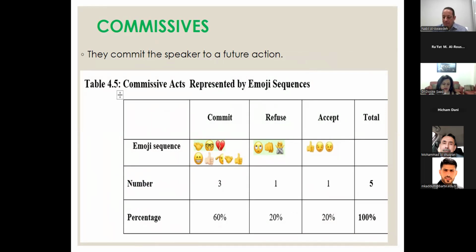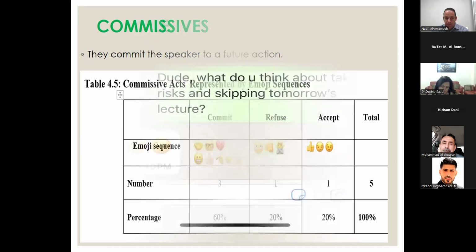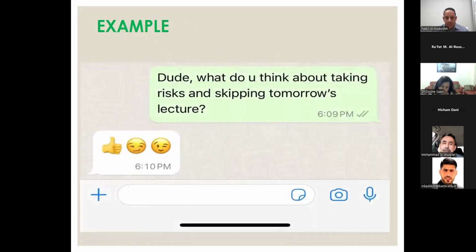And they commit the speaker to a future action, in which you commit yourself to something, or you refuse, or you accept an offer. For example, this is an example in which we have emoji sequences, 3 emoji sequences following each other. We have the thumbs up, the smirking face, and the winking face, expressing acceptance of the first speaker's request.